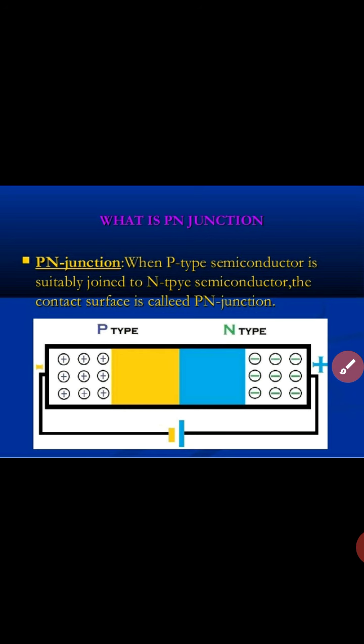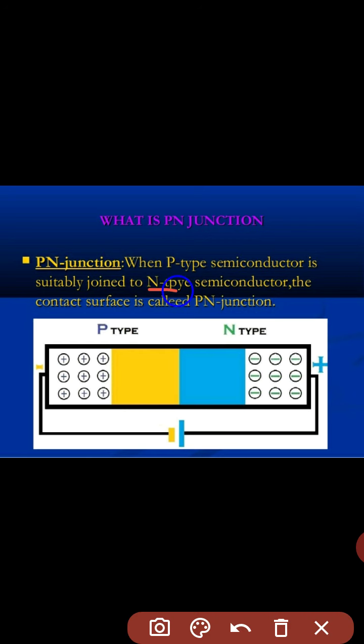When P-type semiconductor is joined to the N-type semiconductor, then we get the PN junction diode, which is as shown in this figure. So here the P-type semiconductor and N-type semiconductor are joined like this. The region or the area where both surfaces meet is called the junction. The P region is rich in holes and the N region is rich in electrons. Let us learn about the types of semiconductor first.